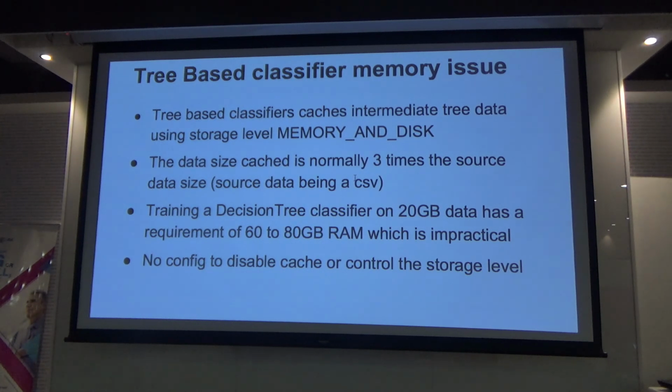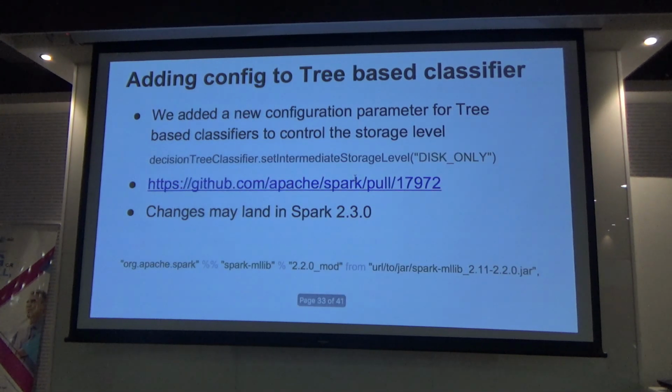They were caching, and there was no way to switch off that cache or even control the storage level, so you could not flush to disk. Everything was cached. So whenever we wanted to train a decision tree classifier on 20 GB of data, the requirement was 60 to 80 GB of RAM, which is completely impractical, because when you go to terabytes, normally we don't have that much RAM available, and there was no config to disable the cache or control the storage level. So we went to the Spark source code, and we were able to add another parameter in Spark's decision tree and other tree-based classifier params.